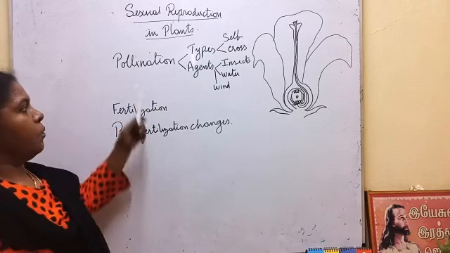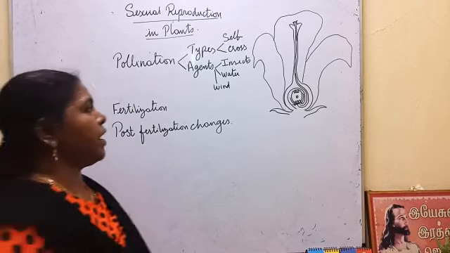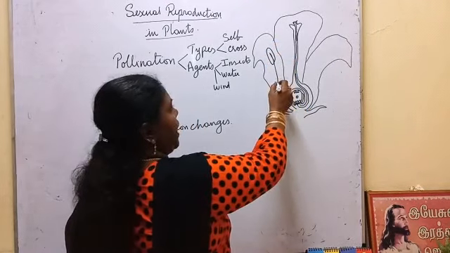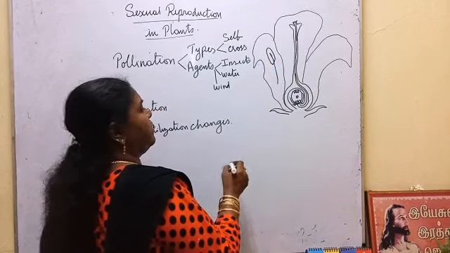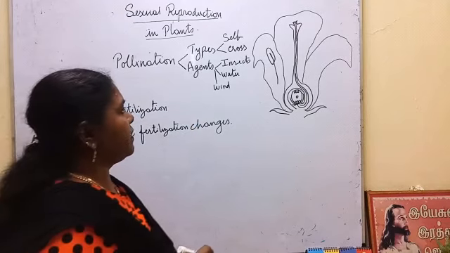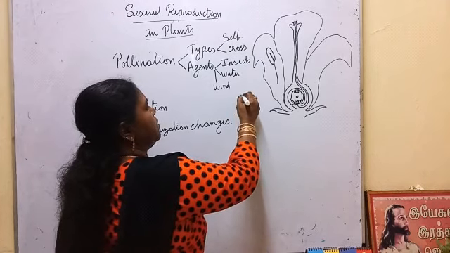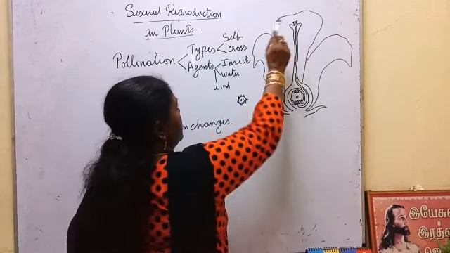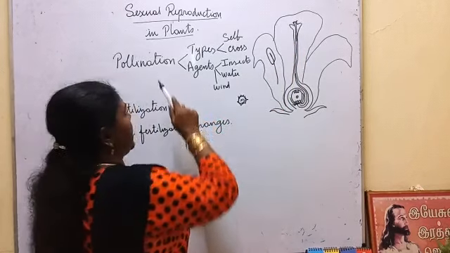Pollination. Pollination is the process of transfer of pollen grain from the anther to the stigma. Androecium consists of stamens. They are made up of filaments and anther. Inside the anther, yellow color, dust-like particles are produced. They are nothing but pollen grains, and each pollen grain develops sperms. So this pollen grain should reach the stigma. Transfer of pollen grain from the anther to the stigma is called pollination.